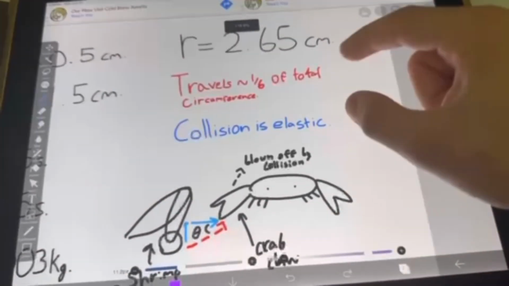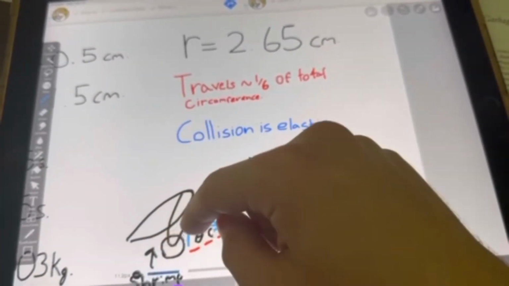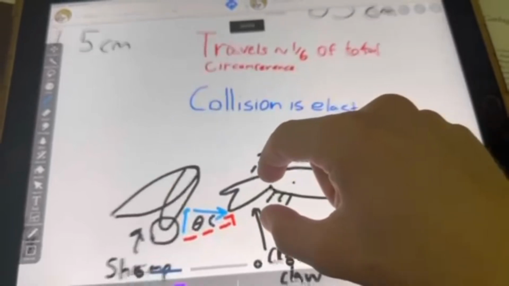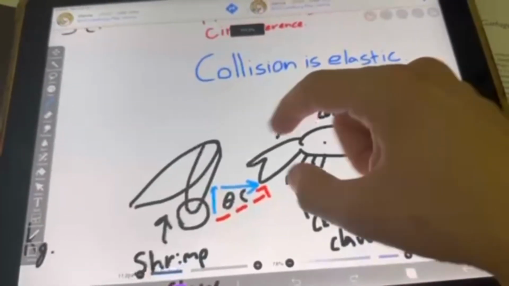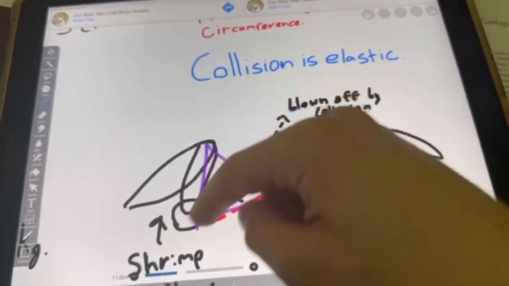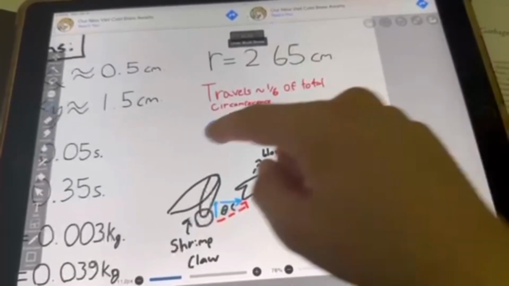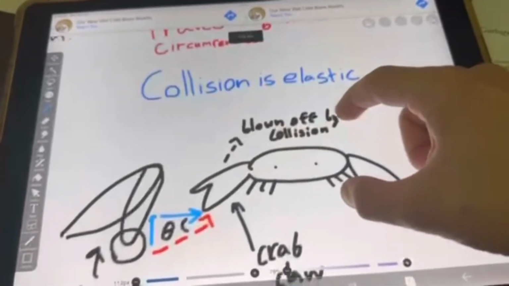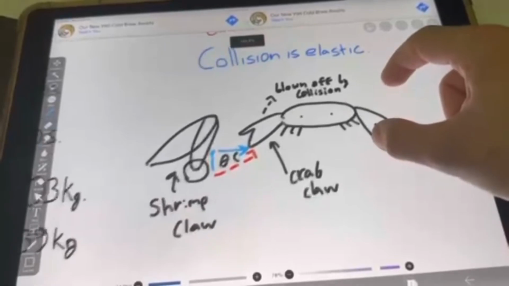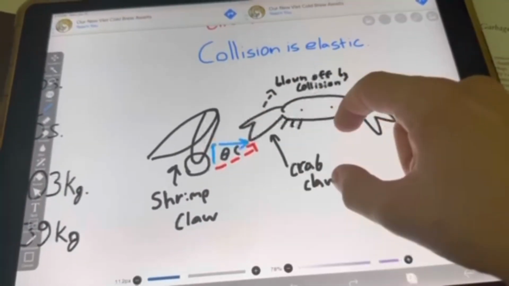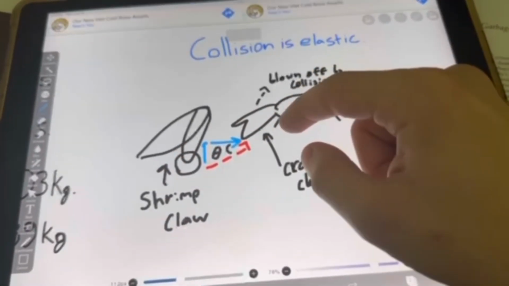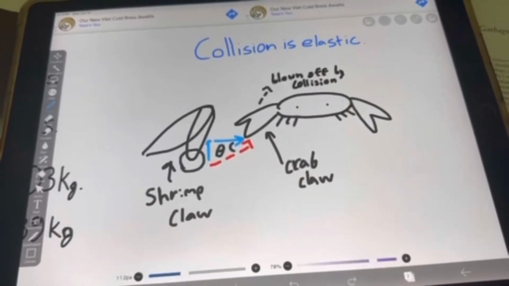And I assumed that the shrimp claw travels around a sixth of a total circumference. So like around this much would be a sixth. And that the collision is elastic, since the crab's claw gets completely blown off by the collision, as shown in this graphic I made, sort of representing the relationship I'm analyzing.